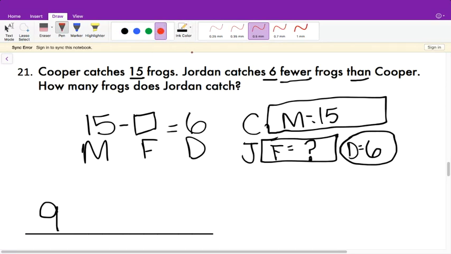So I'm looking in the problem for the question words, how many, to see what our label is, and I see how many frogs. So our label should be frogs, and our answer is 9 frogs.